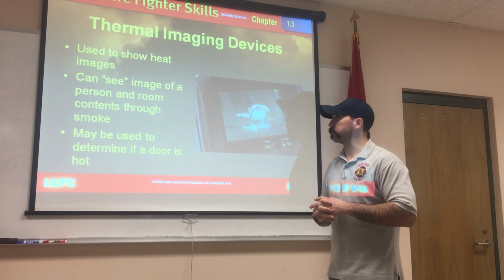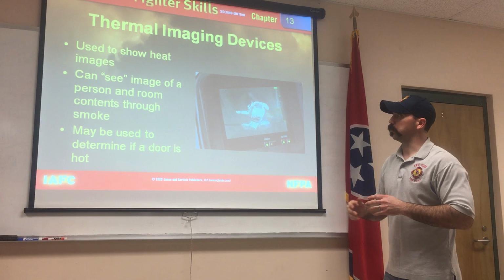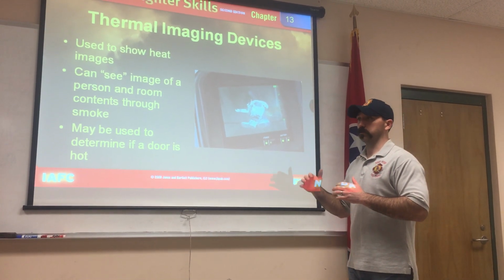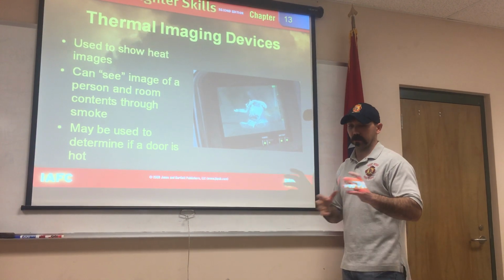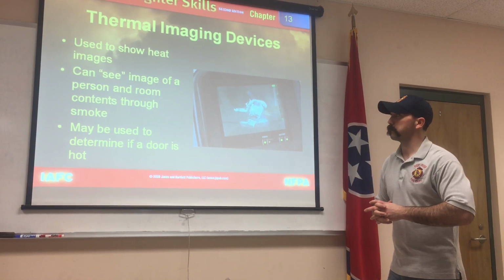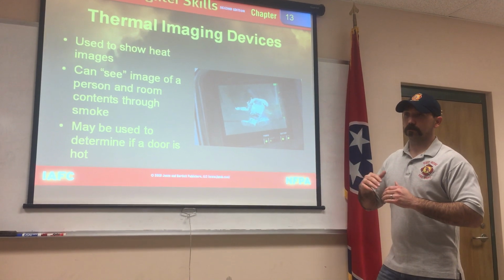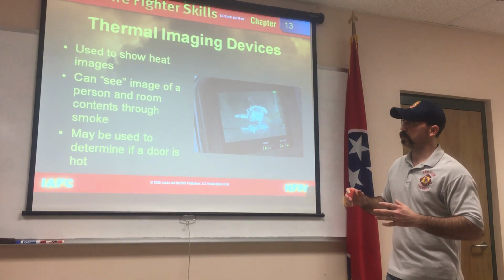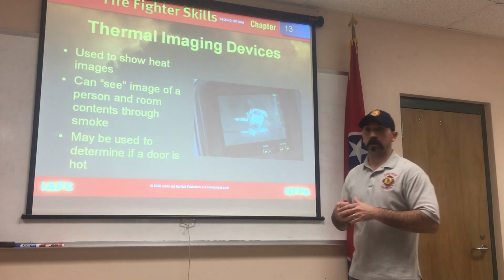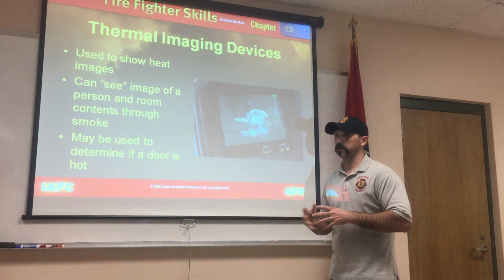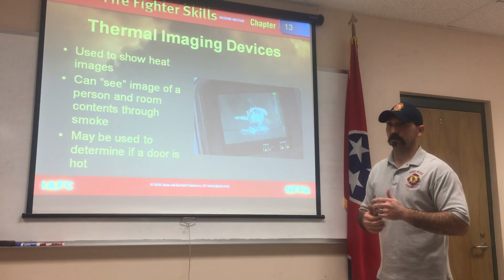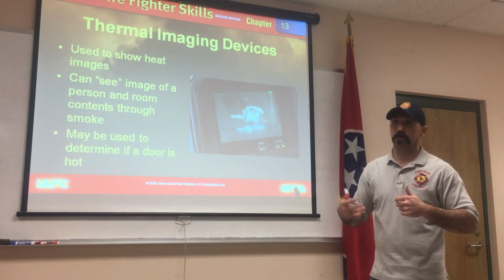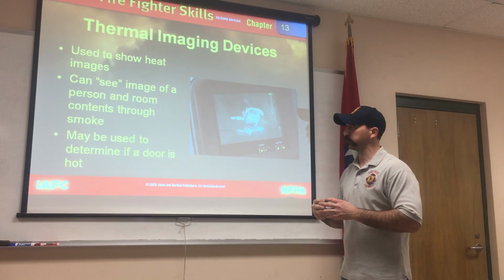When we're going in these structures and we're doing these searches on smaller rooms, it's easier to stay in contact with your partner. When we go to these structures that have larger rooms or commercial structures, we take rope and tie off the rope before we go in. That way we can have contact throughout the whole building, and we know which way we came in because we can follow the rope back out.